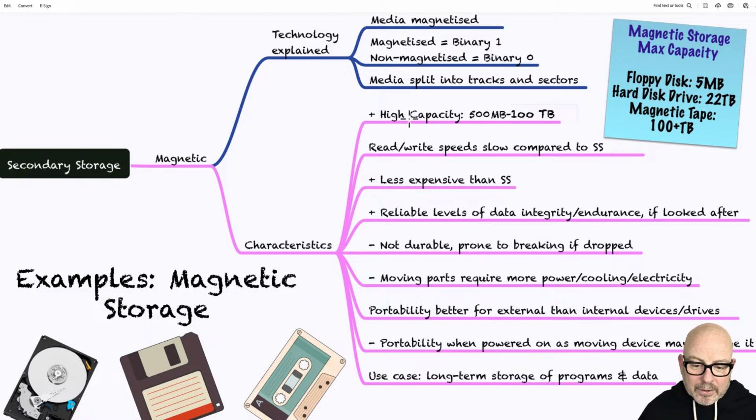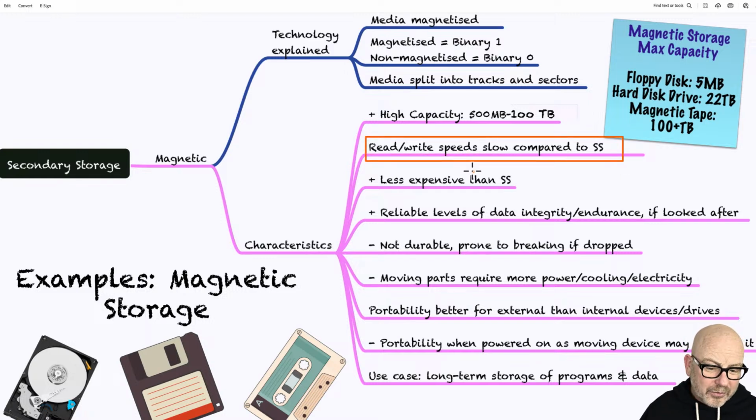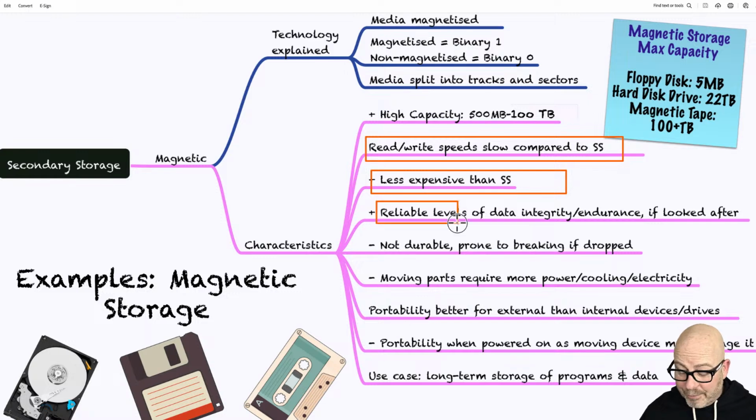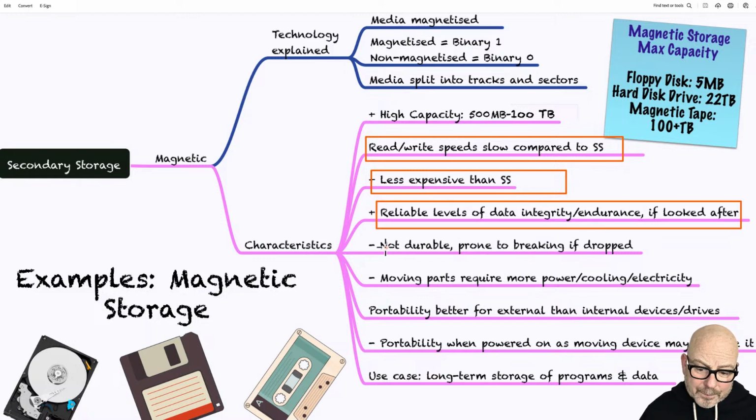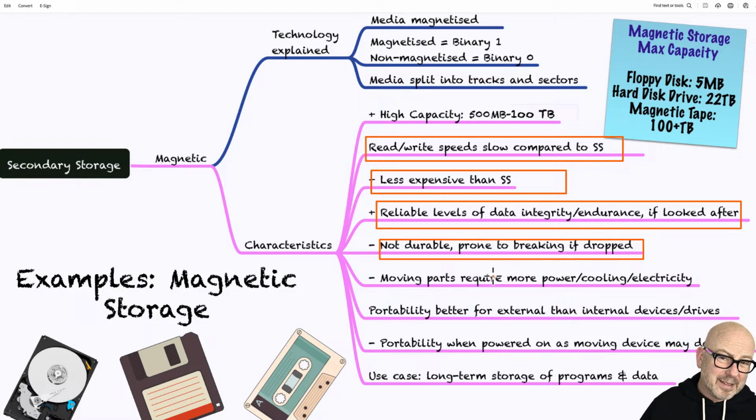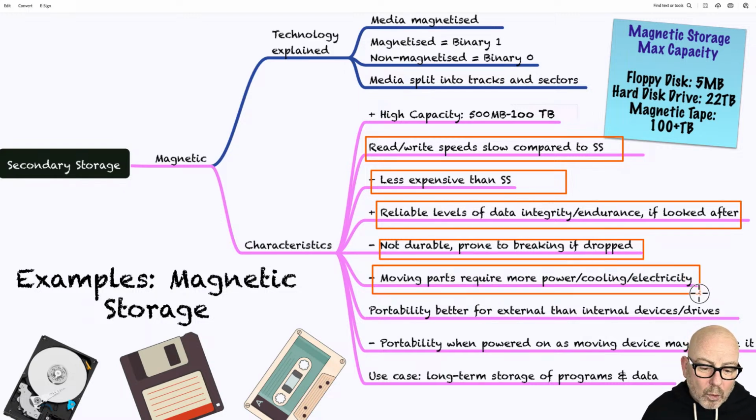Okay, so characteristics: high capacity. The read-write speeds are fast, but they're not as fast as solid state. It's less expensive than solid state. It's pretty reliable. It's not durable. If you drop it, it breaks. But then again, a lot of these are in desktop computers, so it doesn't matter. You don't generally carry them around, apart from when you move house or move office. They do require more electricity because they've got moving parts. They need more cooling.